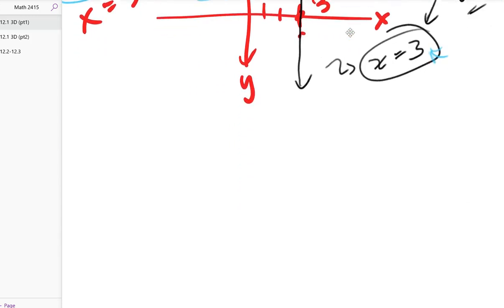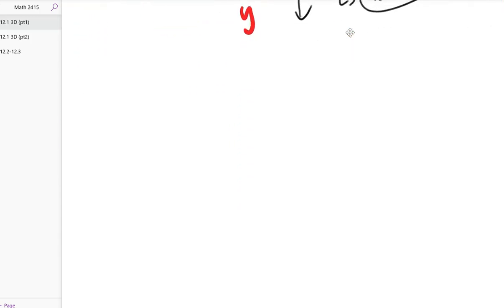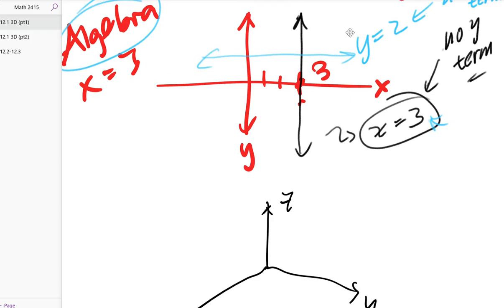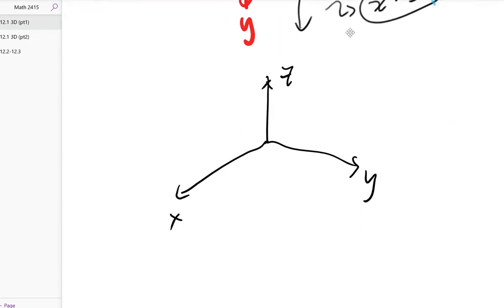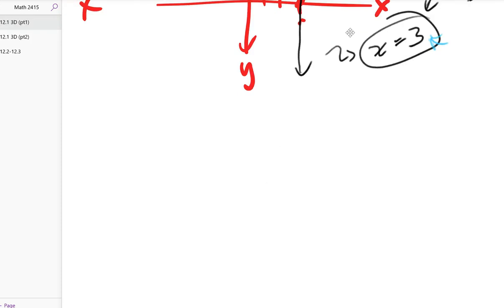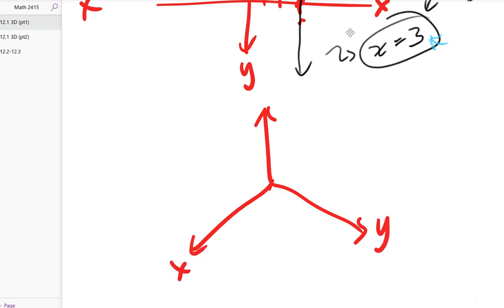So now let's move into Cal 3. I'm going to draw the x, y, and z axes, and I'm going to plot x equals 3 there. So when I plot x equals 3, actually let me do these in red. Just consistency here, y, x, z. All right, so 1, 2, 3. So I'm going to plot x equals 3. So x equals 3 is going to be that line still.